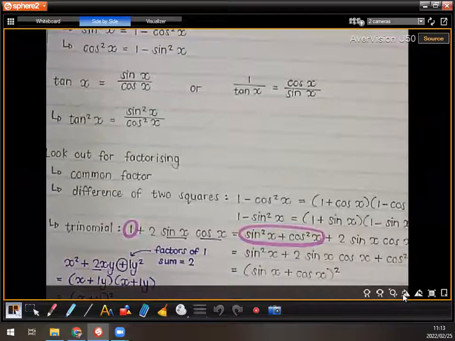Okay, 1, 3, 4. Just number 1 and the ones that are circled, yes. Only those.